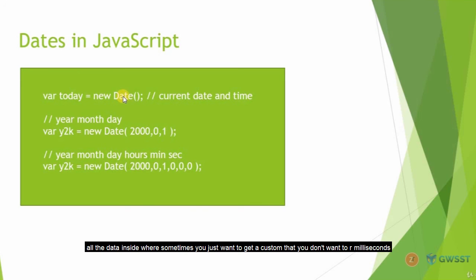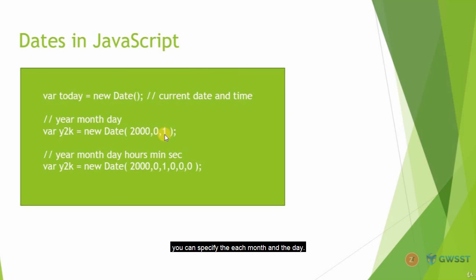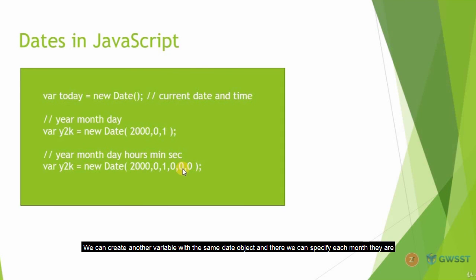But sometimes you just want to get a custom date. You don't want the hour, milliseconds and everything. So that time you simply create a variable and assign the data as new Date, where you can specify the year, month, and the day. Now you can see that the year is very specific, where the month index starts from 0. So if it is January, then it is 0. If it's February, it's 1. So it goes like that. The date starts from 1 to 31. We can create another variable with the same Date object, and there we can specify year, month, day, hour, minutes, and seconds.